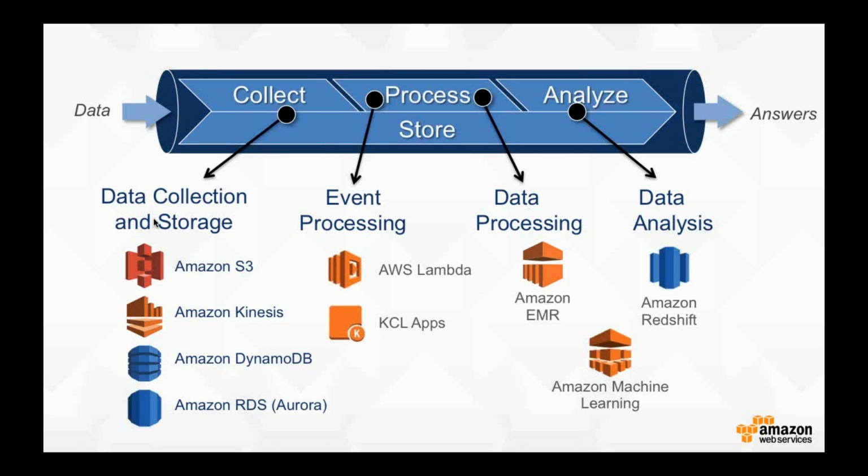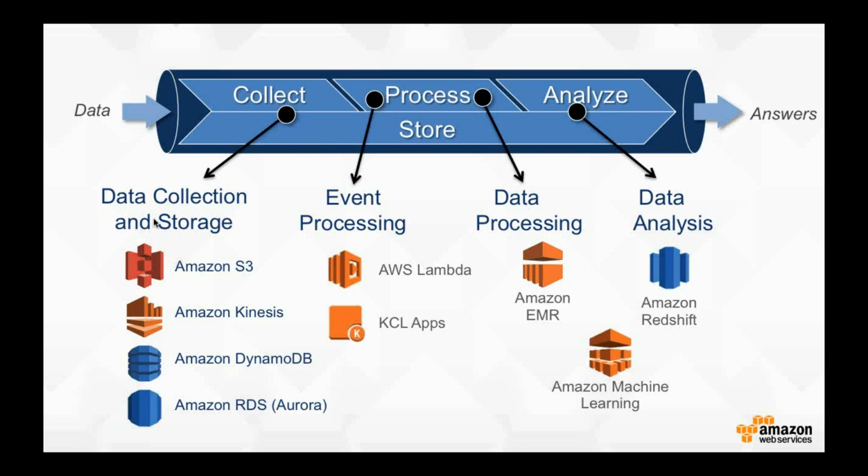On the left-hand side, you can see that there is a data collection and storage phase, for which there are many services in Amazon Web Services that help you. So we have Amazon S3, which is a highly scalable storage service. We have Amazon Kinesis, which is like a buffer or a queue into which you can put data that is being generated while you figure out what you actually want to do with it. We have Amazon DynamoDB, which is a highly scalable NoSQL database, and we also have the relational database services.